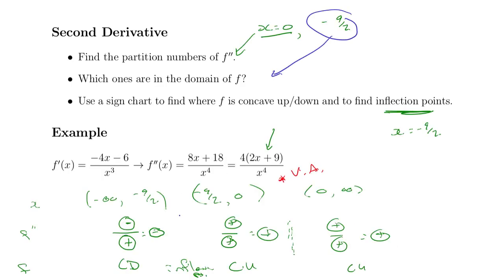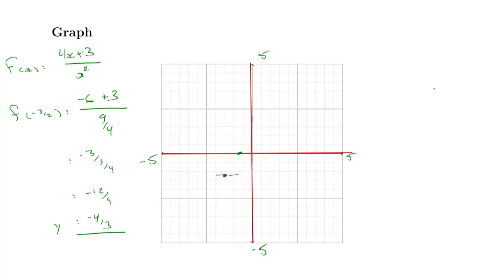What did we have? We had an inflection point at -9/2, so we're going to need the y value for that. F of -9/2 is going to be 4 times -9/2, that's going to be -18 plus 3 over 81/4. -18 plus 3 is -15. -15 times 4 is -60/81. I don't really know what that is, but it's pretty close to -0.75. It's a little bit less than that, so that's where I'll plot it approximately.